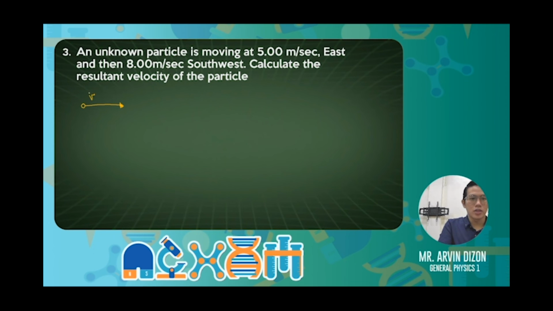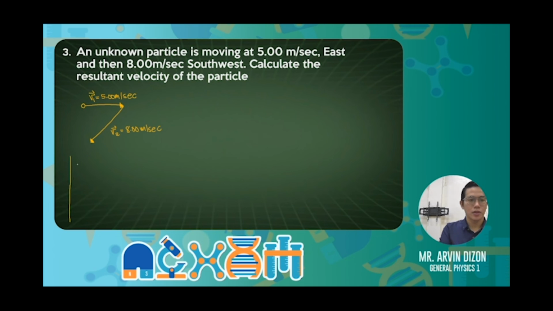It has a velocity of 5 meters per second. Afterwards, it moves 8 meters per second southwest. So that will be here using the tip to tail method. And it is now significantly longer since it has a higher magnitude than 5. So let's call this V1 and then we'll call this V2, 8 meters per second. So what we're going to do now is use the same strategy.